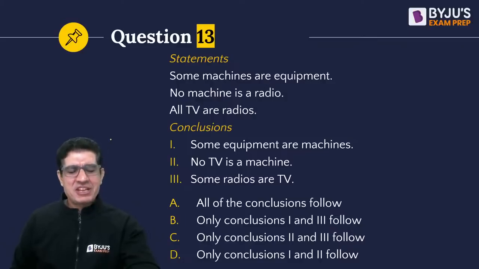So everybody says that second and third are true. The only difference is first. First conclusion is true or not. Look at the very first statement. Some machines are equipment. If this is true, some equipment or machines has to be true, no? And that is why the answer is A.